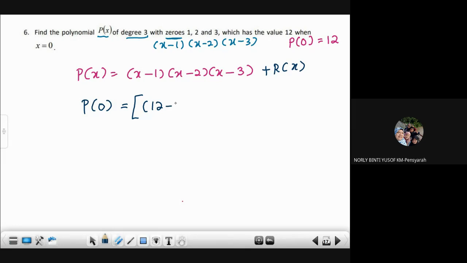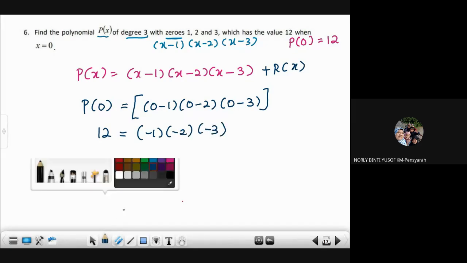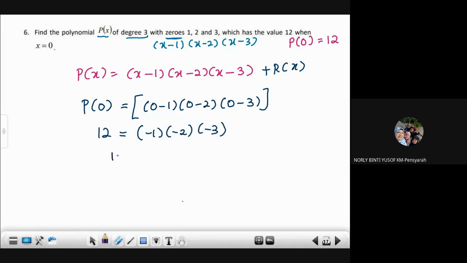So 12 equals 0 minus 1, 0 minus 2, 0 minus 3. Then equates to P(0) is 12. So kat sini dapat negatif 1, negatif 2, negatif 3. So you dapat kat sini, 12 equals negatif, negatif, positif, positif, negatif, negatif 6. Tambah C. Ni boleh tulis as C, maksudnya variable lah kat situ. So plus C. Tak tahu reminder tu.